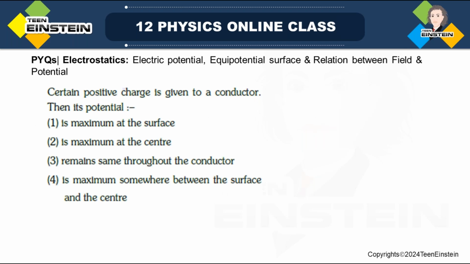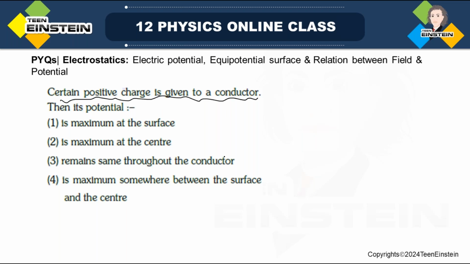Now, this is again an analytical question, but this is also a very, very important question. The question says a certain positive charge is given to a conductor. Then its potential is maximum at the surface, maximum at the center, or remains the same throughout the conductor. So the same thing we had already done.